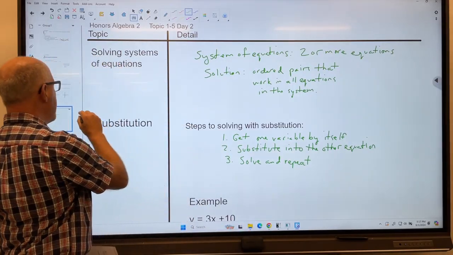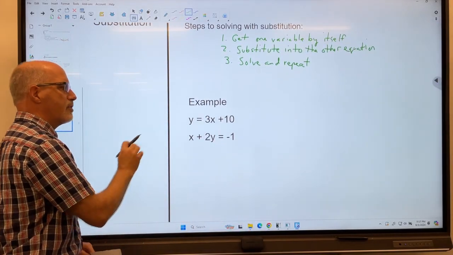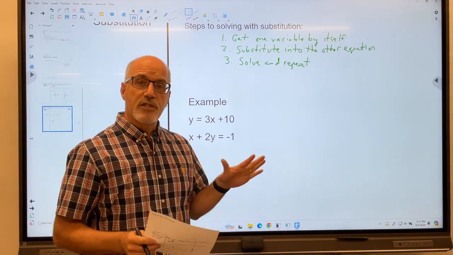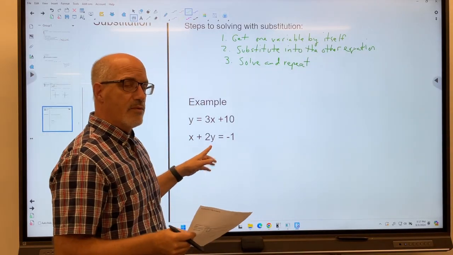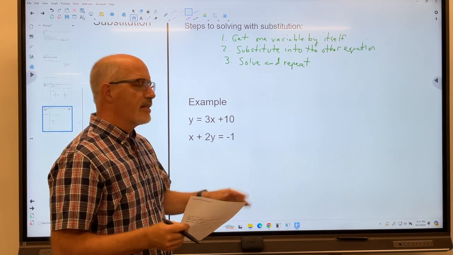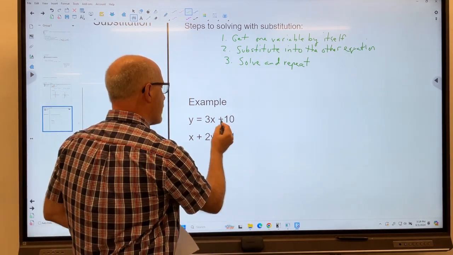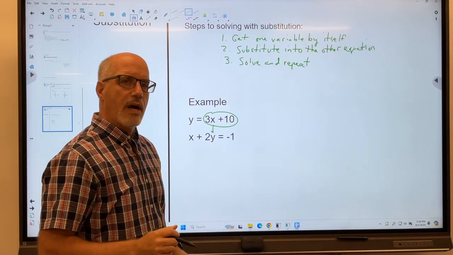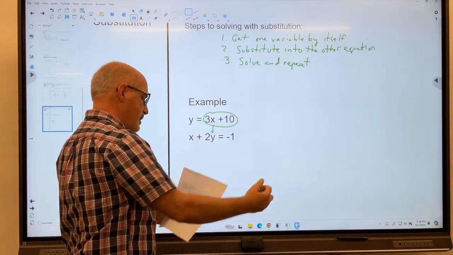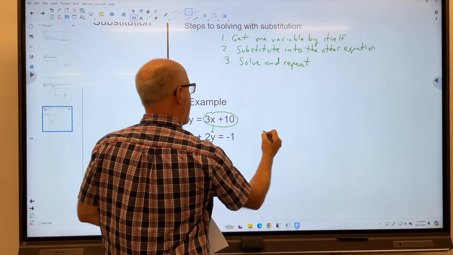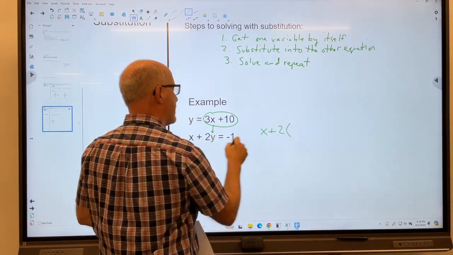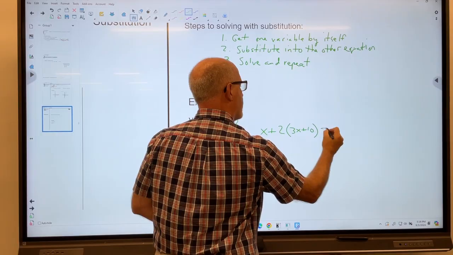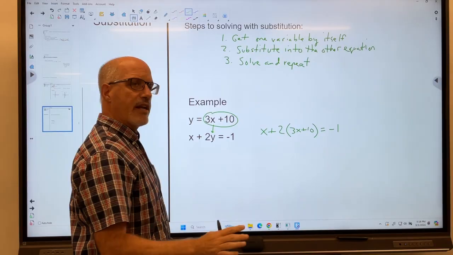Okay, let's do an example. For this, here's our example. Notice that you want to get one of the variables by itself. This one's already by itself, so that's the one I'm going to use. But in the second one, it would be easy to get x by itself by subtracting 2y from both sides. So let's go ahead and take this 3x plus 10 and substitute it in the second equation for the y. Y comes out, the 3x plus 10 goes in its place. So we're going to have x plus 2 times, and instead of y, we're going to have 3x plus 10, equal to negative 1.